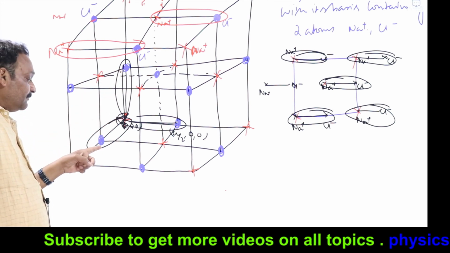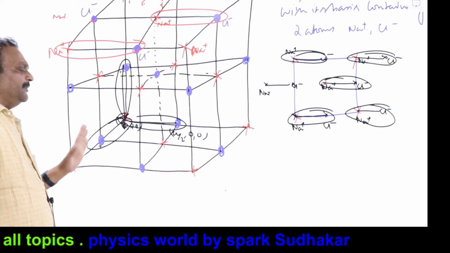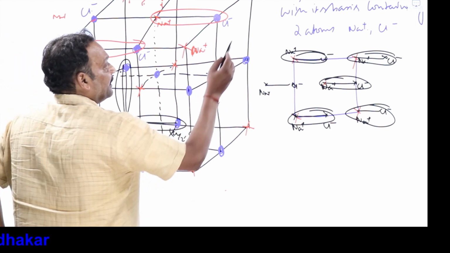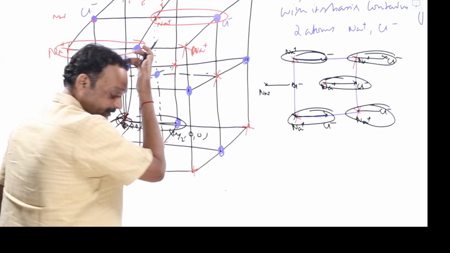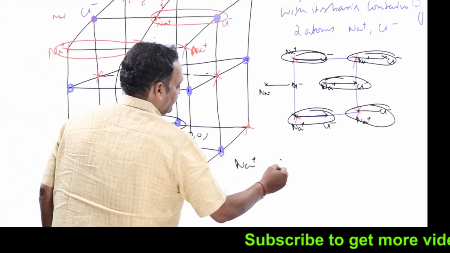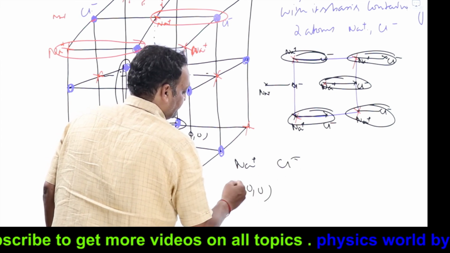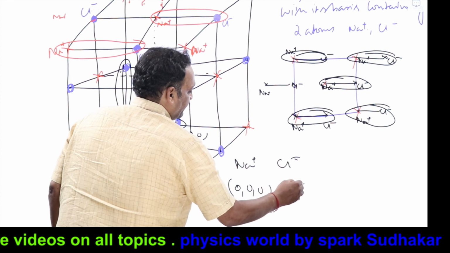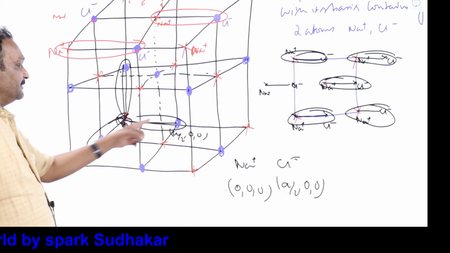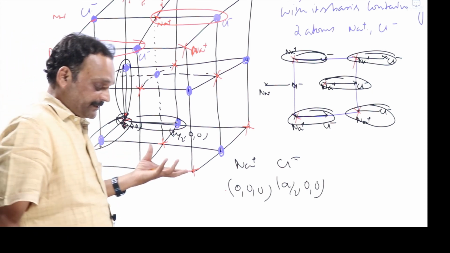What are the coordinates of this Cl minus ion? It is 0, 0, A by 2. Whatever it is, one A by 2 and two zeros, remember like that. The basis of NaCl contains two ions, one is Na plus and the other one is Cl minus. If Na plus is at origin 0, 0, 0, Cl minus will be at one A by 2 and two zeros. Wherever you want to put that A by 2, you can put. Consider this as your basis or this or this. So these are all two atom basis structures.